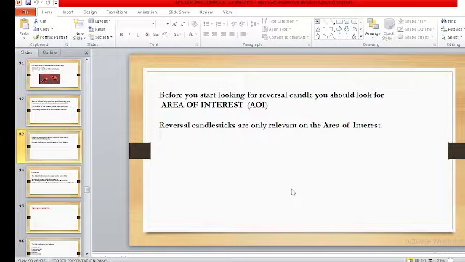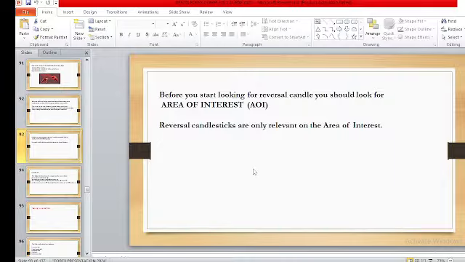So the area of interest are the areas that you have prepared down before price gets to that place. You are expecting a reaction. You have interest at that particular spot in the market, at that particular price, or that particular zone in the market.